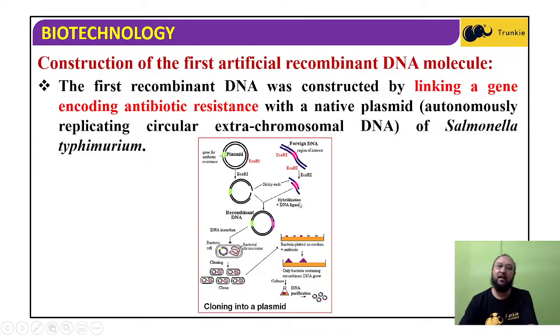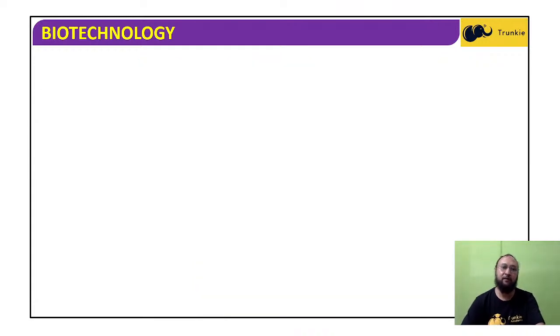Okay, there is a bacterial plasmid and the foreign DNA. Then the restriction endonuclease has cut. Then we have the same concept of cloning, because we need to make many copies, after we have integrated it.